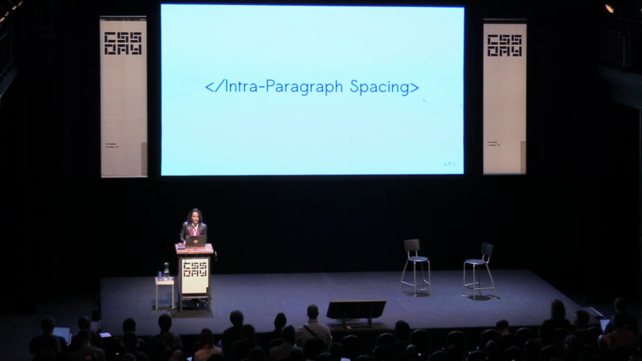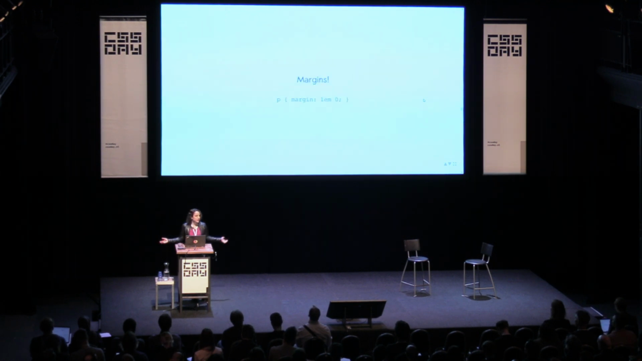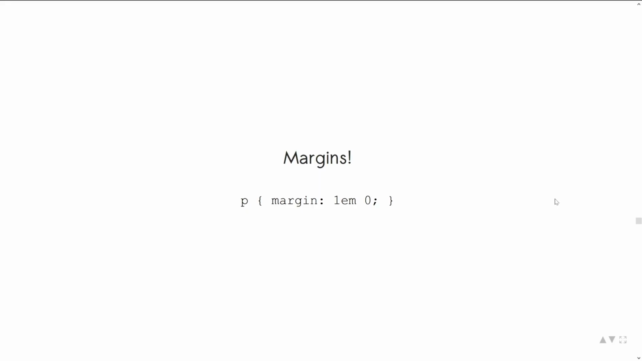So that's it for intra-paragraph spacing. Now we have to talk about inter-paragraph spacing. We use margins for that. It's super easy. The default style sheet is margin 1em. It gives us some nice spacing, but actually my line height is 1.5em.